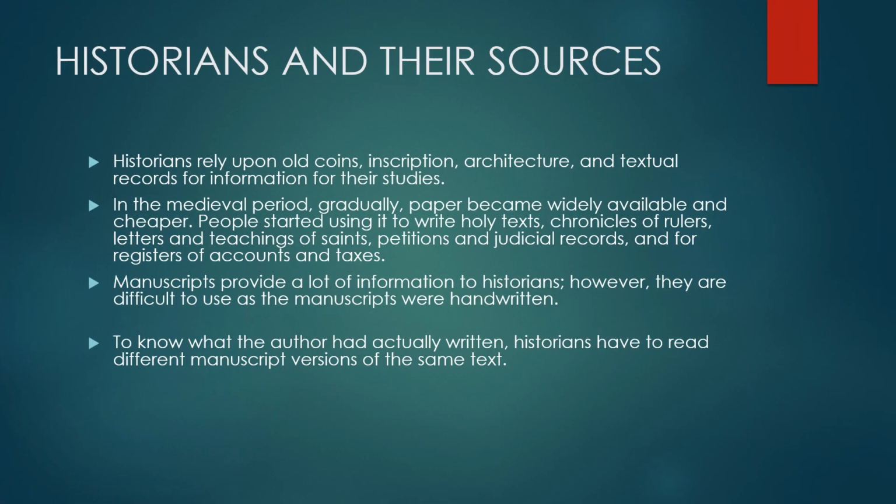Historians and their sources. Historians rely upon old coins, inscriptions, architecture, and textual records for information for their studies. In the medieval period, gradually paper became widely available and cheaper. People started using it to write holy texts, chronicles of rulers, letters, and teaching of saints, petitions, and judicial records, and for registers of accounts and taxes.